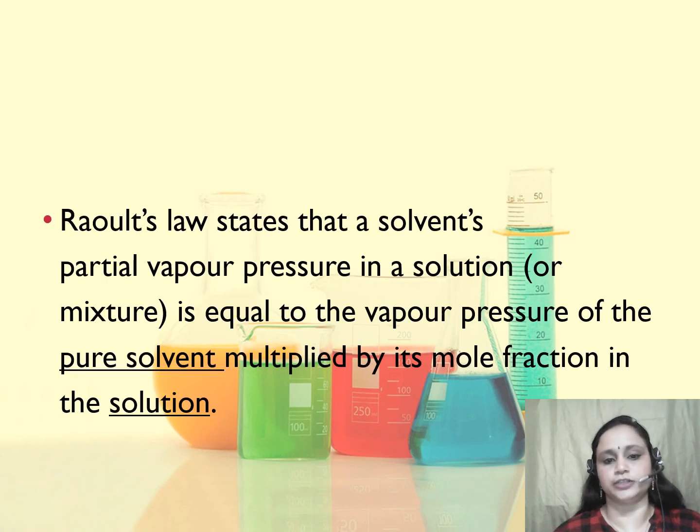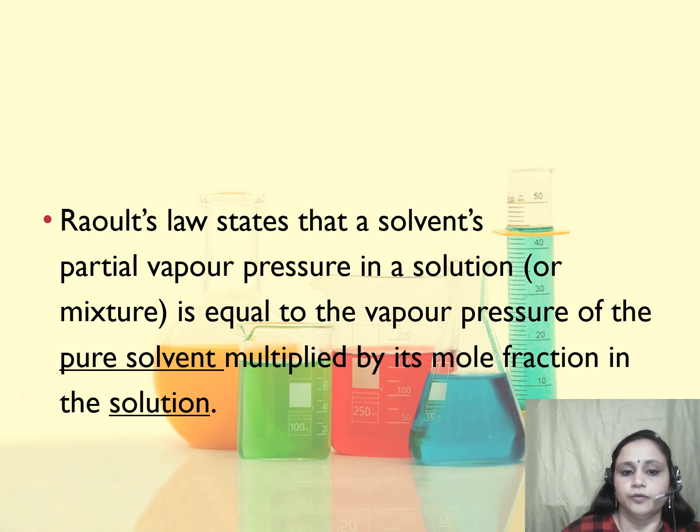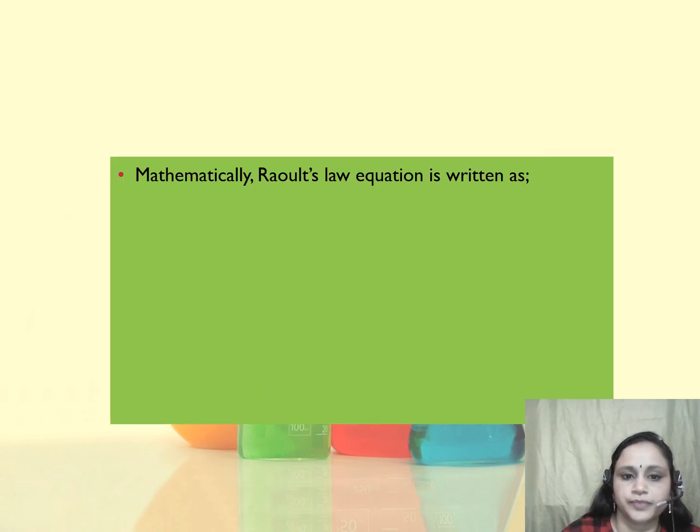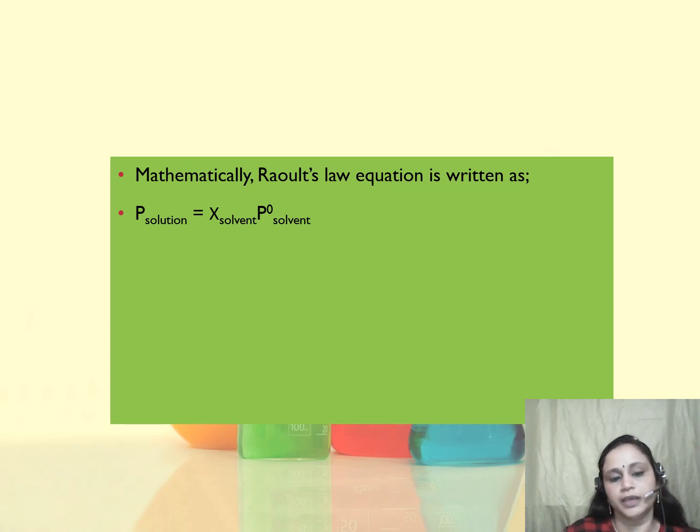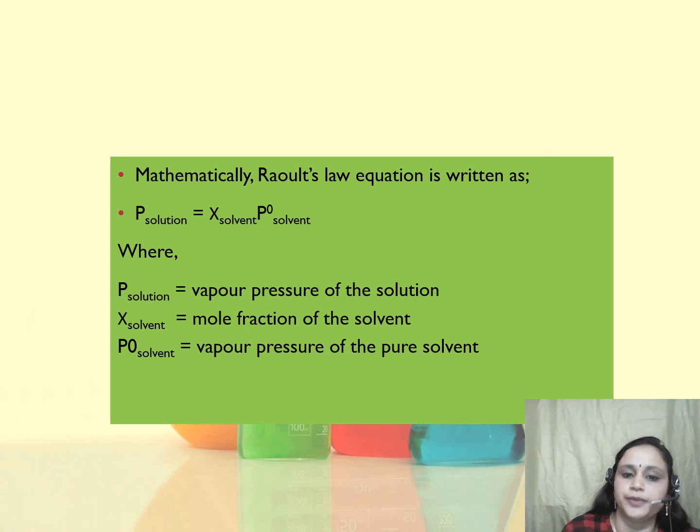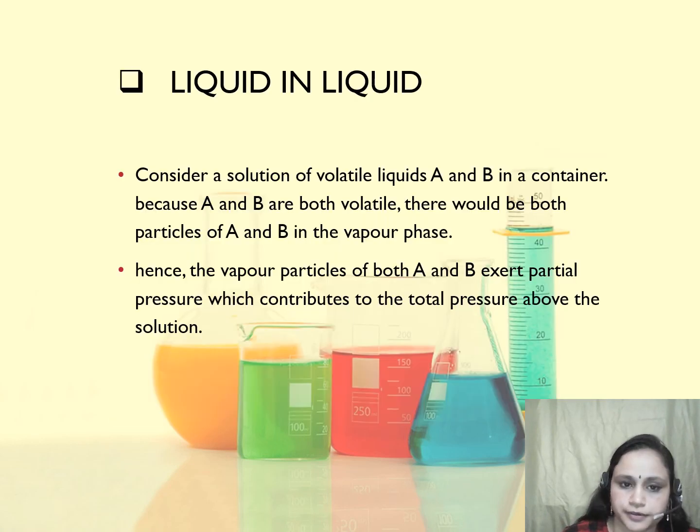Raoult's law states that a solvent's partial vapor pressure in a solution is equal to the vapor pressure of the pure solvent multiplied by its mole fraction. That can be mathematically written as P of solution is equal to xi solvent times P naught of solvent. Here P refers to the vapor pressure of the solution, xi represents the mole fraction of the solvent, and P naught refers to the vapor pressure of the pure solvent.